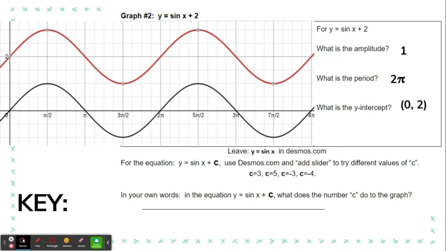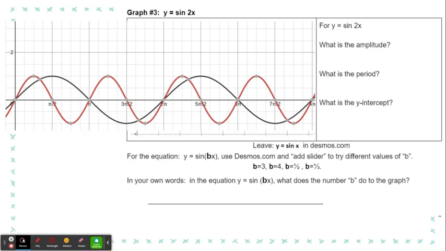Okay, and the y-intercept here is different. I'm not starting at 0, 0. I'm starting way up at 0, 2. So that C is your vertical shift, all right? The transformation is that translation either up or down.